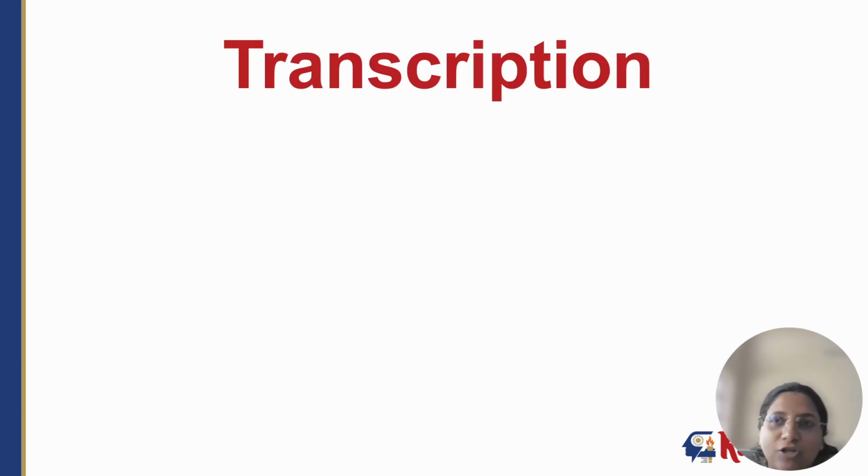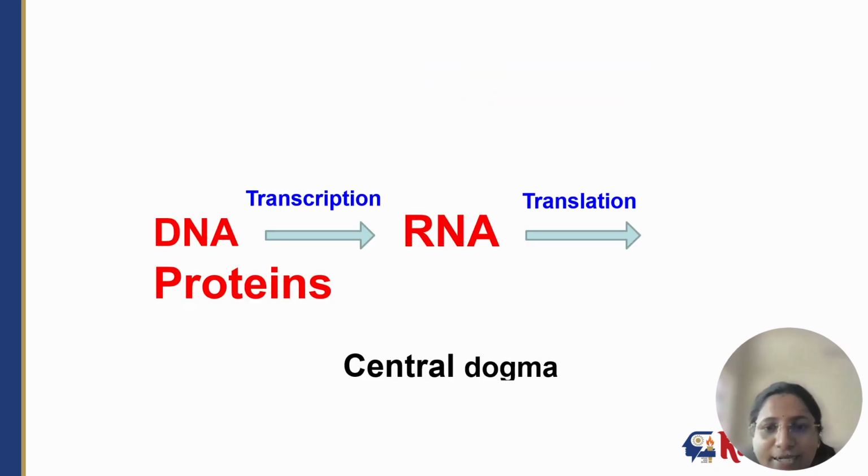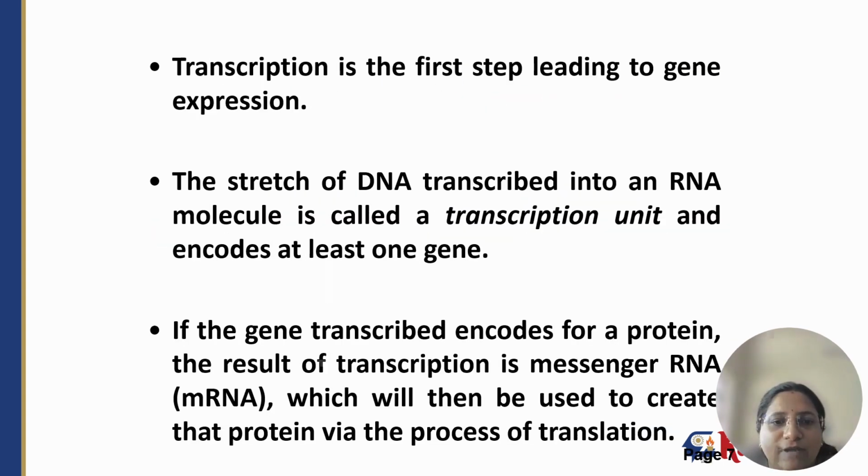So in the central dogma of life, how is the protein synthesized? The DNA is transcribed into mRNA and the mRNA is translated into proteins. So this is the central dogma of life. In the first step, the transcription, it is the leading step to gene expression.